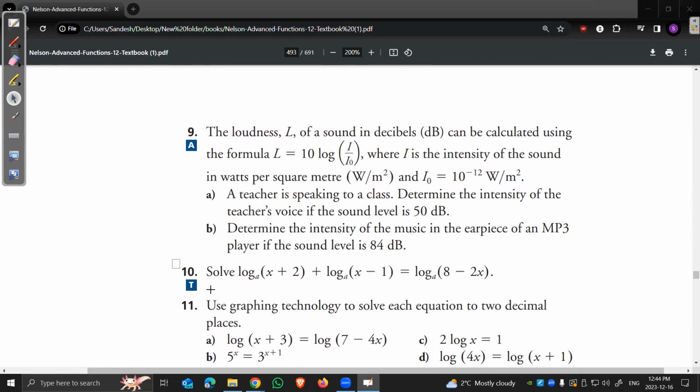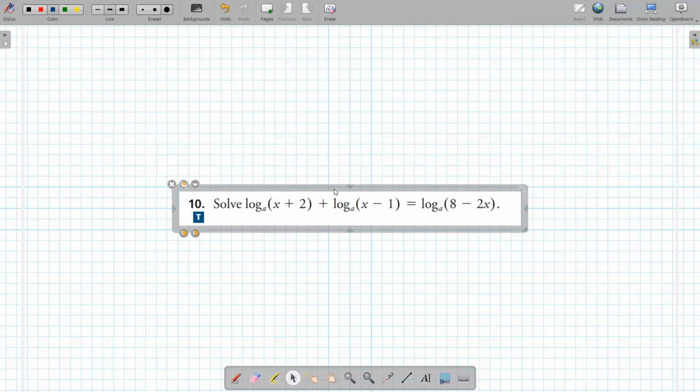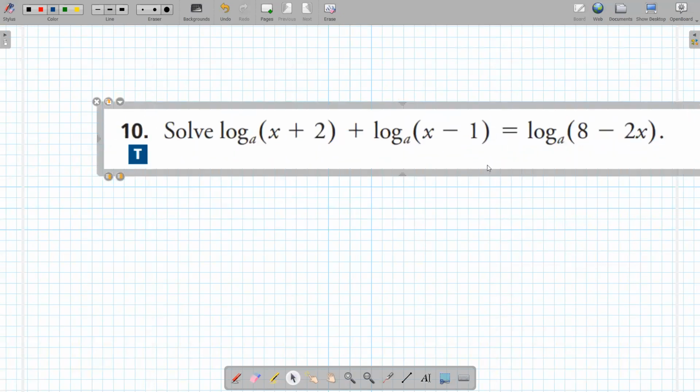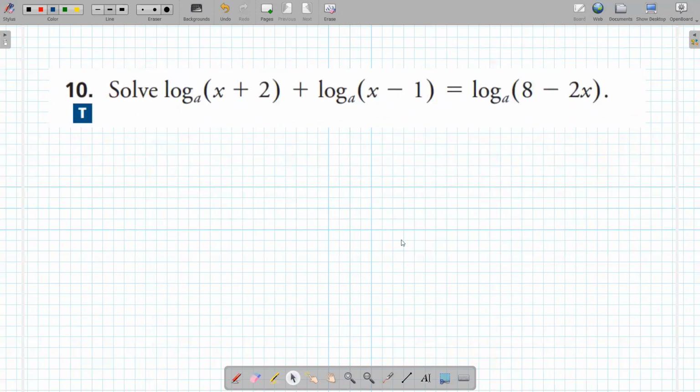Let's try doing this one. Now here, again, if you look at it, there's logs on both sides. Combine the logs on one side and you can cancel out the logs, so you don't have to take it into an exponential. That's the idea for this one. And we can combine the logs on the left. There's a plus sign. How do you combine them? You multiply them, right?